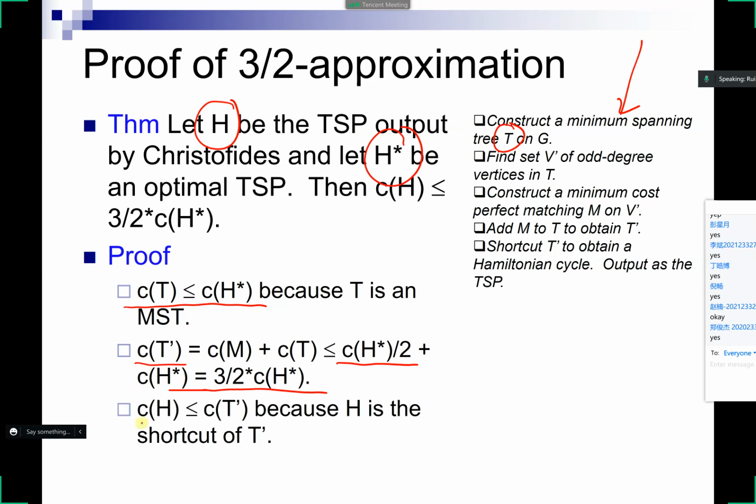And the final thing we did was that we took this T prime here, and then you shortcut it. So we did the shortcut to get this thing H over here. And again, by the triangle inequality, we know that when you shortcut, you're not going to increase the length. So therefore our H is going to be no more than T prime's cost. And so now you put everything together and you get that our cycle's cost is no more than 3/2 the optimal TSP cost. So that's the proof. Any questions about this?